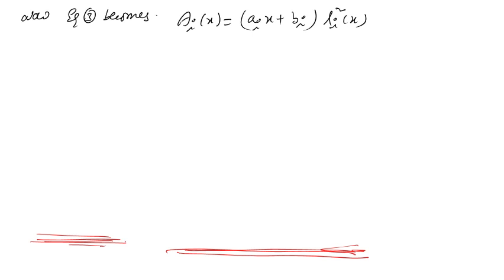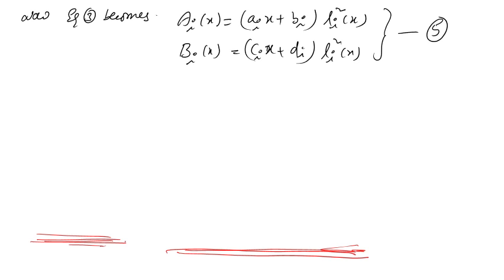Now equation 3 becomes A_i(x) equal to, substituting gamma, a_i x plus b_i multiplied by L_i squared of x. Another one is B_i(x) equal to c_i x plus d_i multiplied by L_i squared of x, right? Take this as equation 5. Now let us use the interpolatory conditions. What are the interpolatory conditions? Using interpolatory conditions 2 on 5.